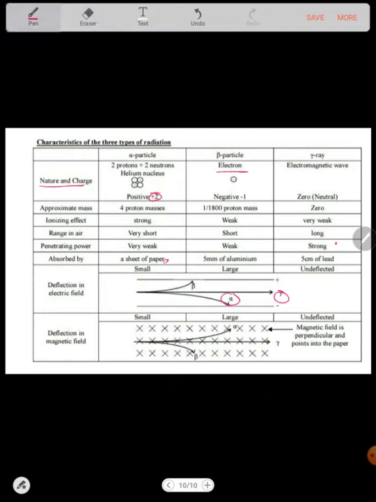What about the magnetic field? Now, in the magnetic field, you know that we have the North Pole and the South Pole. The North Pole acts as the positive pole, while the South Pole acts as the negative pole. So what happens? The alpha particle will be diffracted toward the South Pole where it's negative. A beta particle always has the smallest diffraction as compared to alpha, but gamma is not affected.